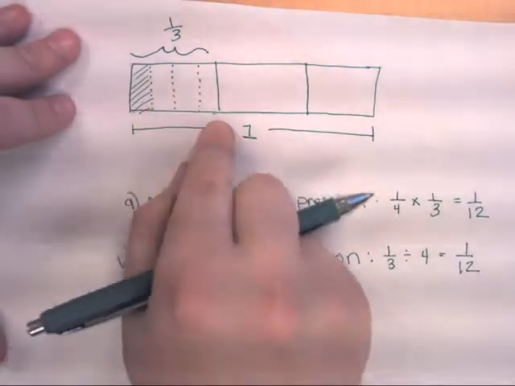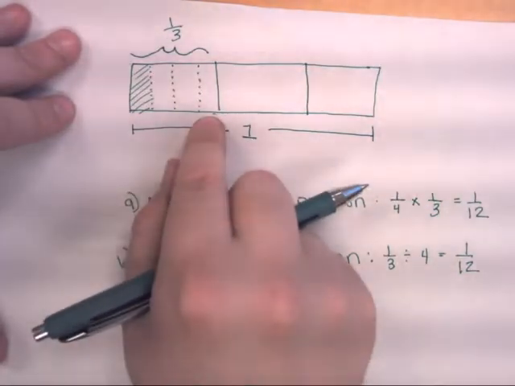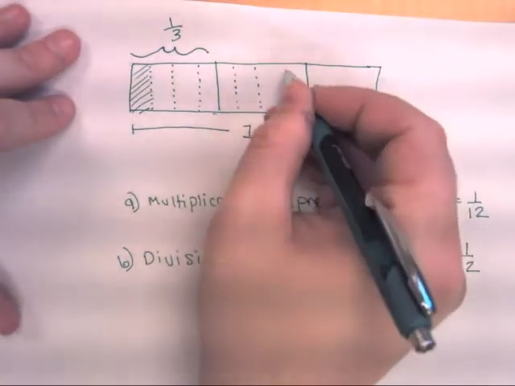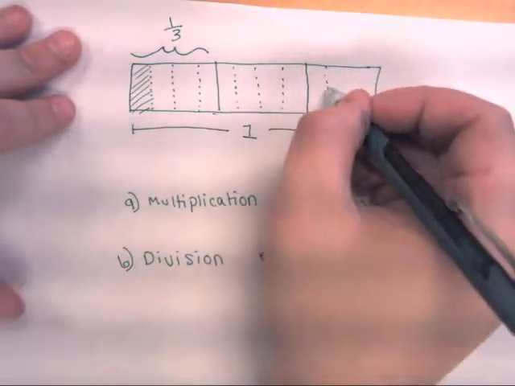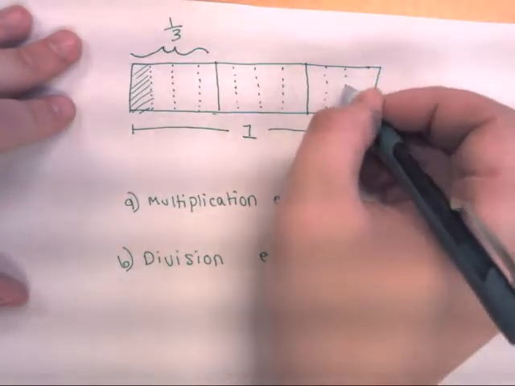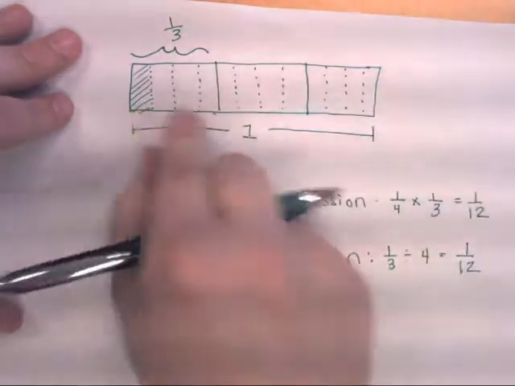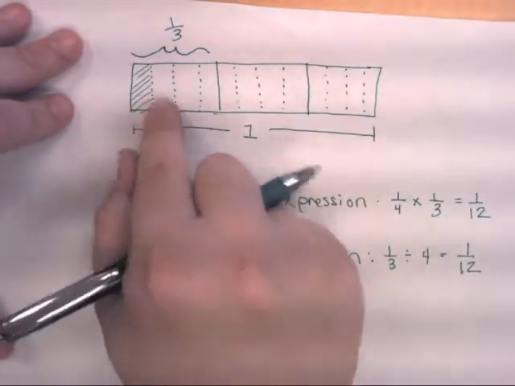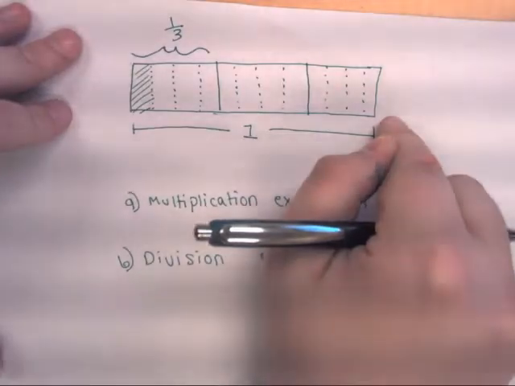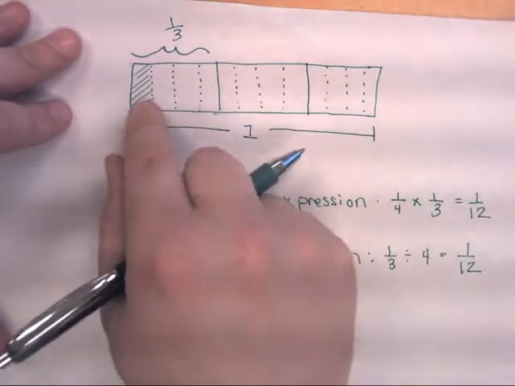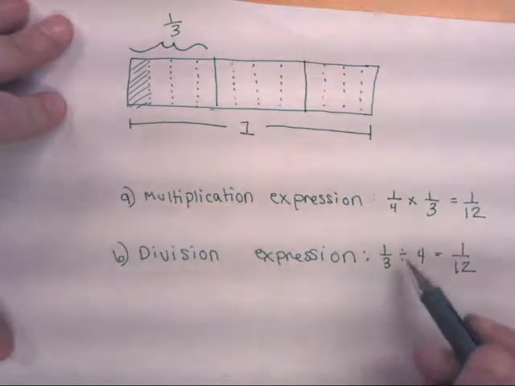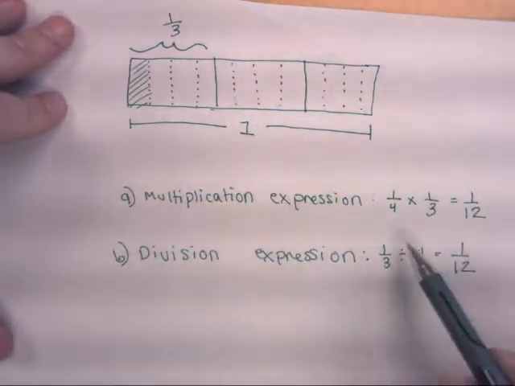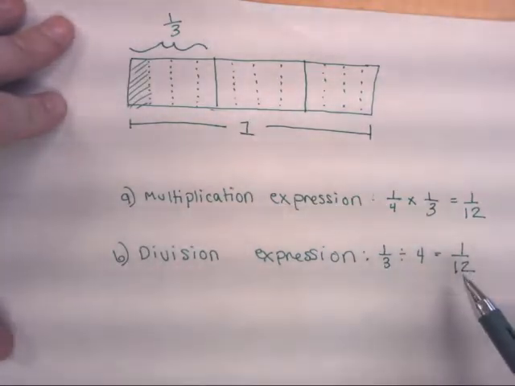And just like we partitioned this third into 4 equal sections, we could do the same with the rest of the thirds. And that'll show us that our whole can be thought of as twelfths, or 12/12ths, and one of these twelfths is shaded in, so 1/4 multiplied by 1/3 is 1/12, and 1/3 divided by 4 is 1/12.